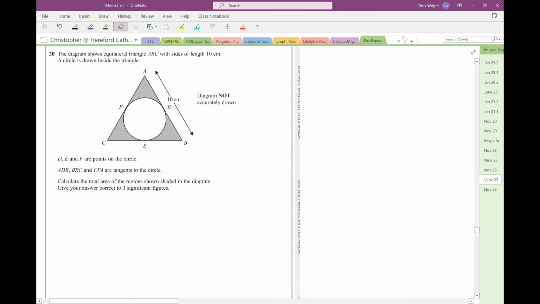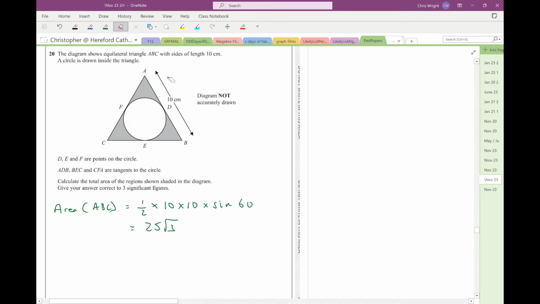To find the area of the triangle ABC, I'm going to use the sine area formula. The area will be a half. Now, if I imagine these two sides there and the angle in the middle, it's an equilateral triangle, so that angle's 60, isn't it? So I'm going to have a half times 10 times 10 times sine 60. That gives me the area of the whole triangle, which works out at 25 times root 3 on my calculator. There you go, I found the area of the whole triangle.